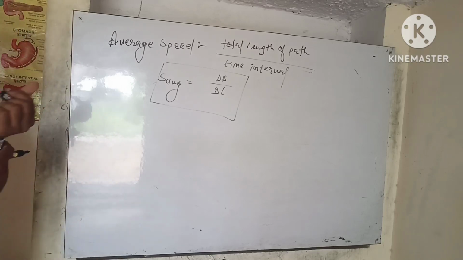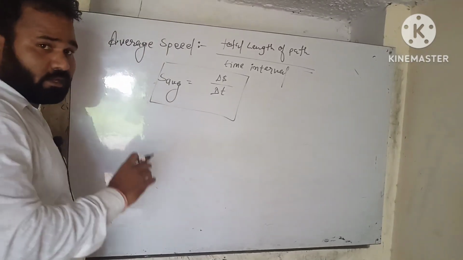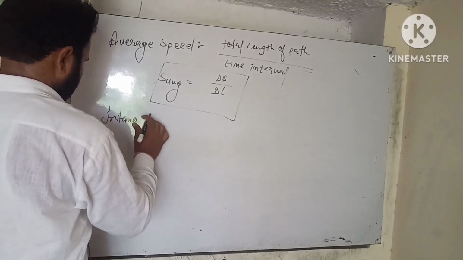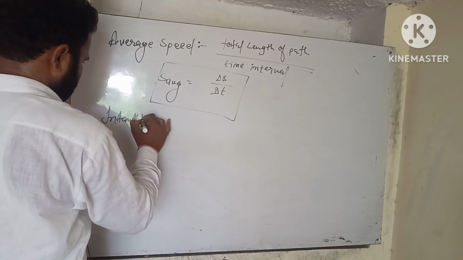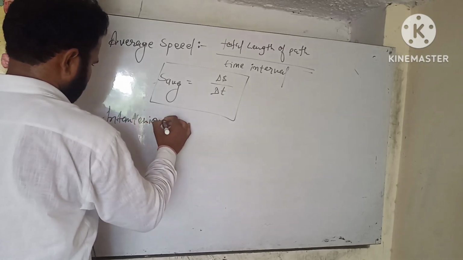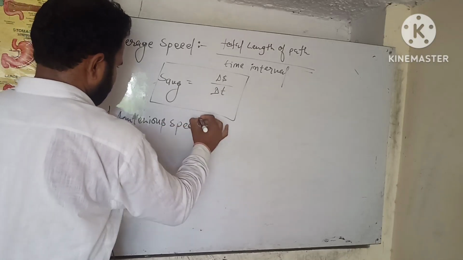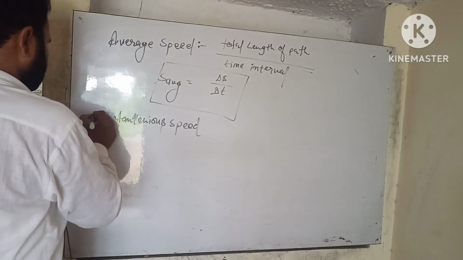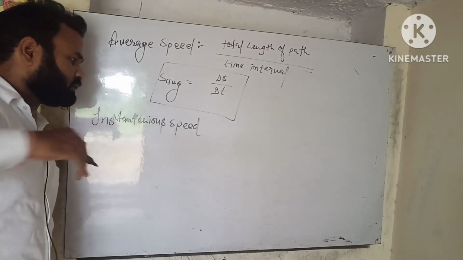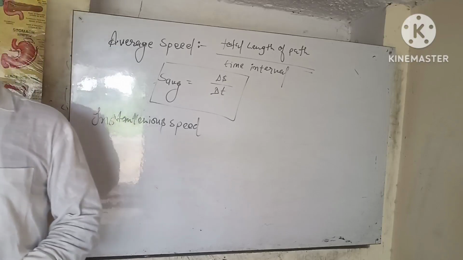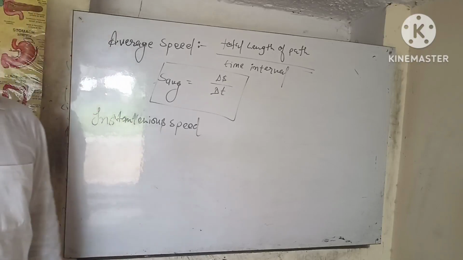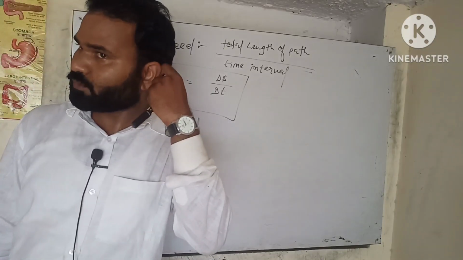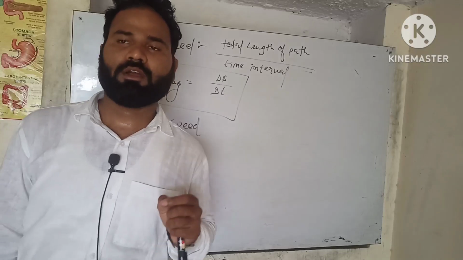And what is the instantaneous speed? Let's understand the instantaneous speed. The instantaneous speed is s equal to dx by dt, where s is equal to the modulus of v.